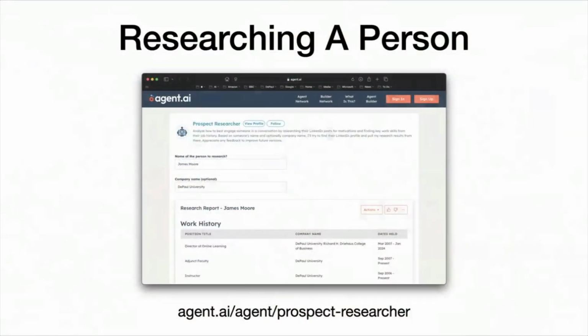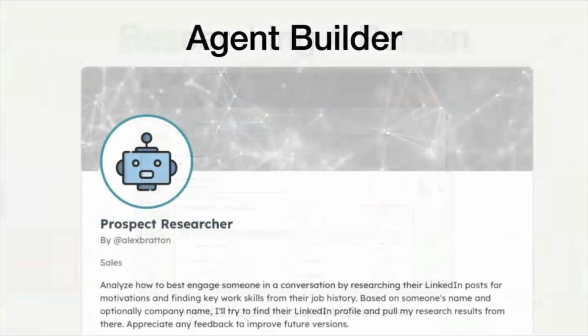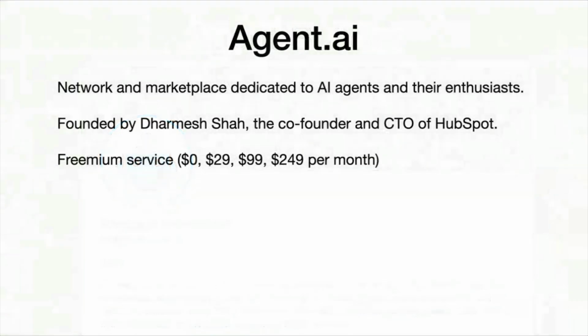So this is an agent that exists on agent.ai, which you can use to research a person. This is a platform in which people can build various agents that use large language models or other AI in the background. Here, this particular person has created the prospect researcher and made this available. This describes what the system does. If you haven't encountered agent.ai, it's a useful system to look at.